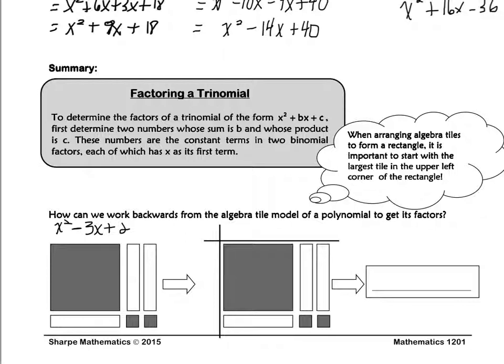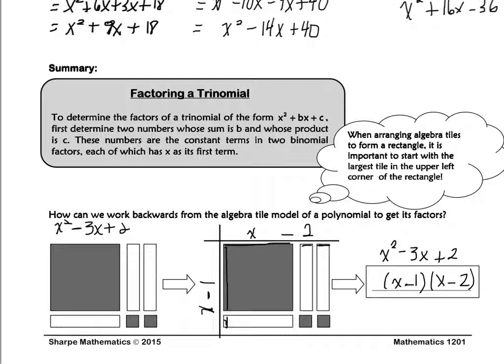When we go to factor that using tiles, they can be arranged in the form of a rectangle, and we just look at the outside dimensions. This dimension here would be a long, representing x, and then 2 shorts, which are negative, so that'd be x minus 2. And this one here would be a long and 1 short but negative, so that would be x minus 1 along this side. Therefore our factors for x squared minus 3x plus 2 would equal x minus 1 times x minus 2.